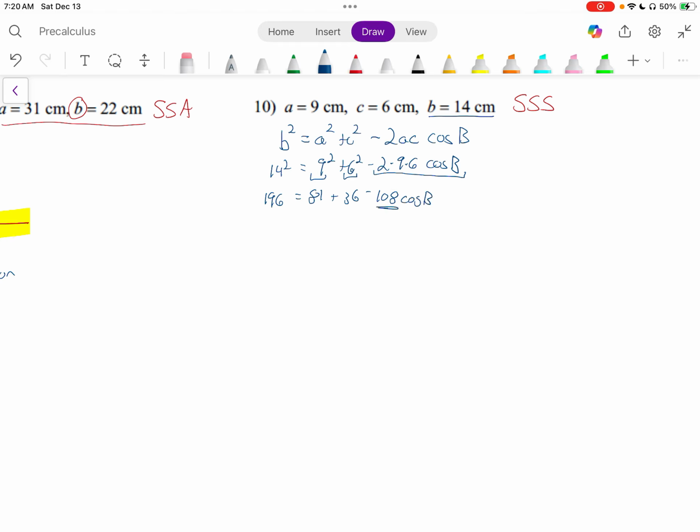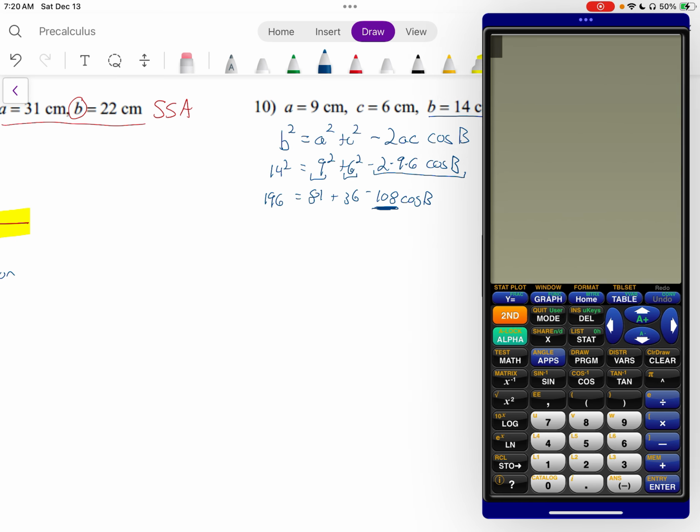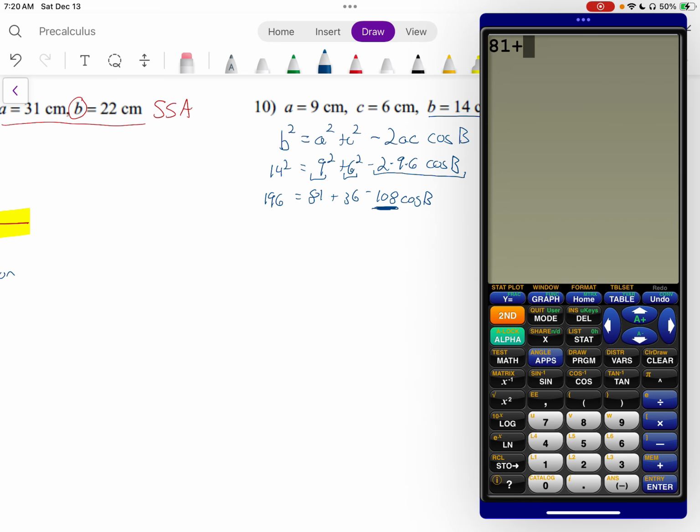So I mentioned that before. 108 is multiplied or attached to cosine of B. We cannot do 81 plus 36 minus 108. That is incorrect because that 108 is with the cosine of B. So 81 plus 36 is 117. So we have 196 equals 117 minus 108 cosine of B. Again, you can't subtract the 108 from 117, so we need to subtract 117 from both sides.